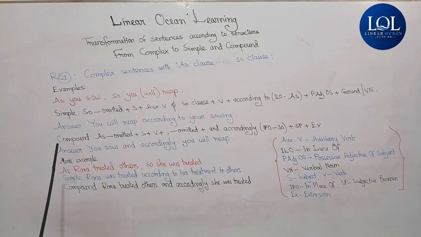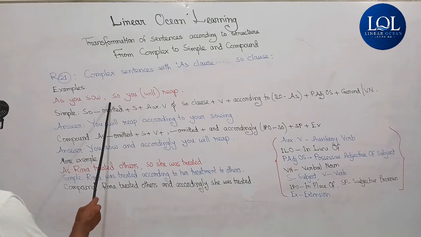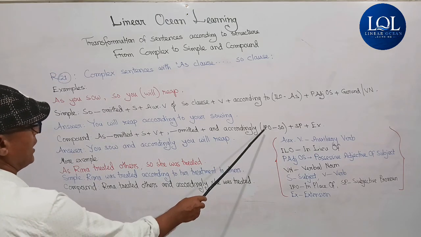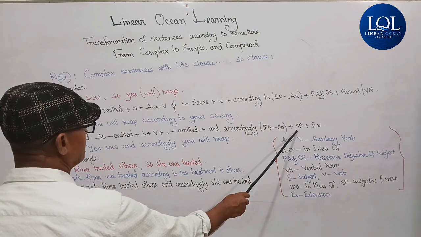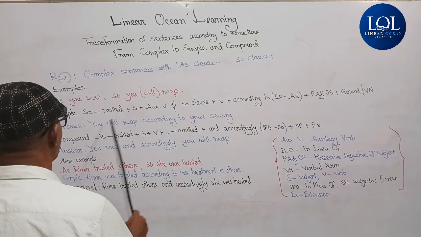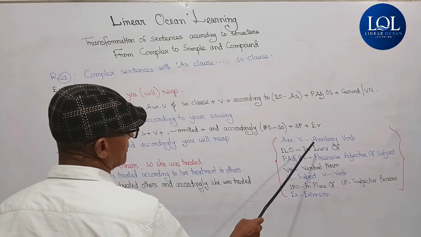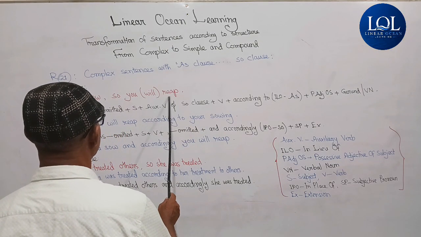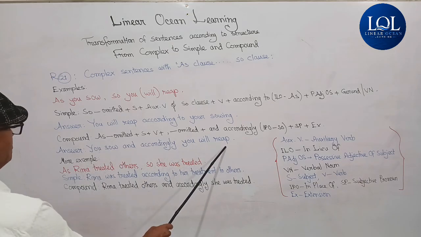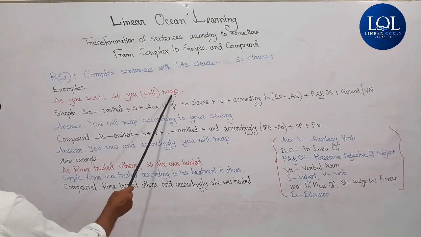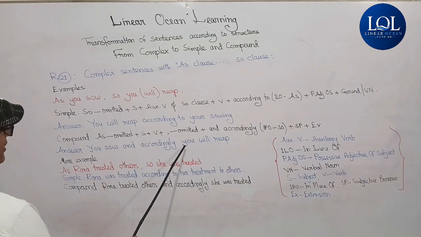Now, if we want to put it into a compound sentence, we have to follow this structure. As omitted, this as will be omitted, plus subject, plus verb, comma omitted, and accordingly IPO so. In place of so we have to write and accordingly, plus SP, that means subjective pronoun. The subjective pronoun of you is you, plus extension. The answer we get is: You sow and accordingly you will reap. As you sow, so you will reap. You sow and accordingly you will reap.